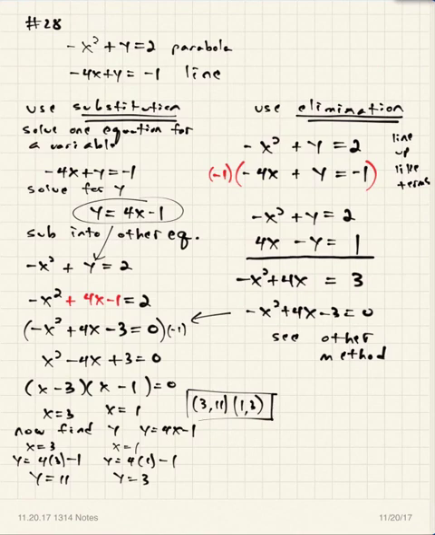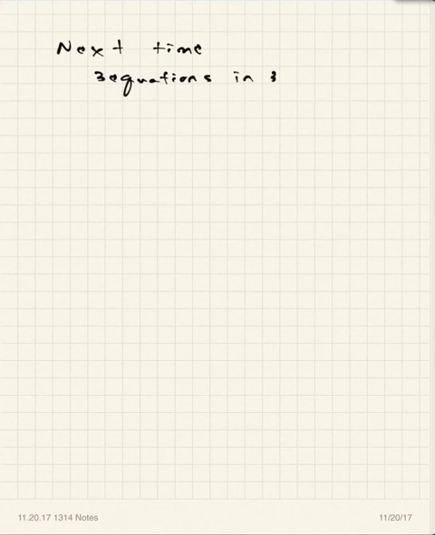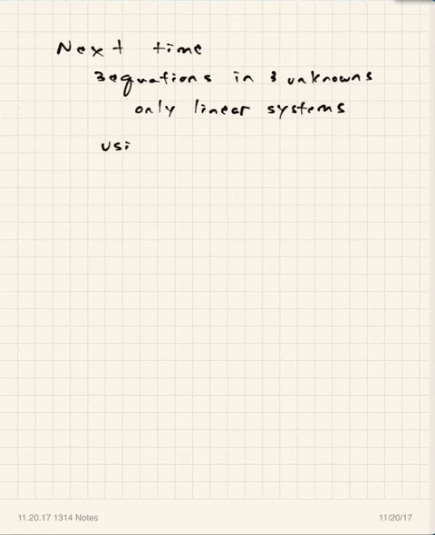All right, so now next time we are going to go to 3 equations in 3 unknowns, but we are going to look only at linear systems, not going to look at nonlinear systems. And we're going to use what's called an augmented matrix to solve this system.